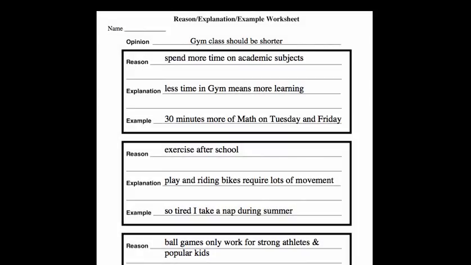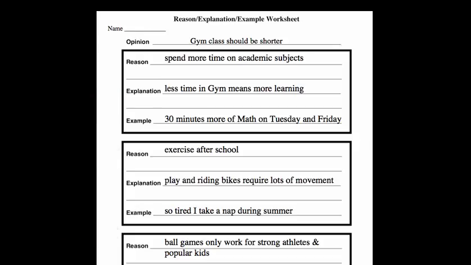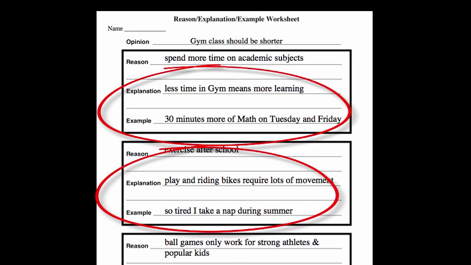Take a piece of the Reason Explanation Example worksheet. Write your name and the position you've chosen to write about at the top. Pick the 3 strongest reasons from your list and write them on your worksheet. Remember how we use this sheet to write down phrases or fragments that later prompt our writing. Write phrases for explanations and examples for each of your reasons.